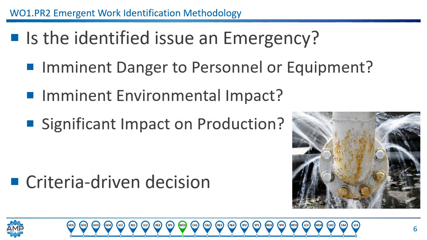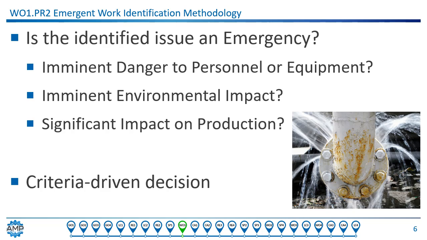Process two in work identification is emergent work identification methodology. When work is initially identified as an emergency, it should be evaluated against some criteria before entering the emergency work process flow. Questions like, is there imminent danger to personnel or equipment? Is there imminent environmental impact? Is there significant impact on production capability?